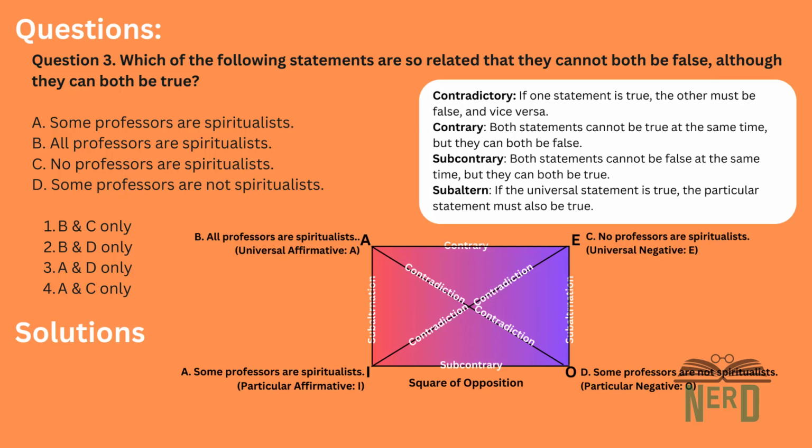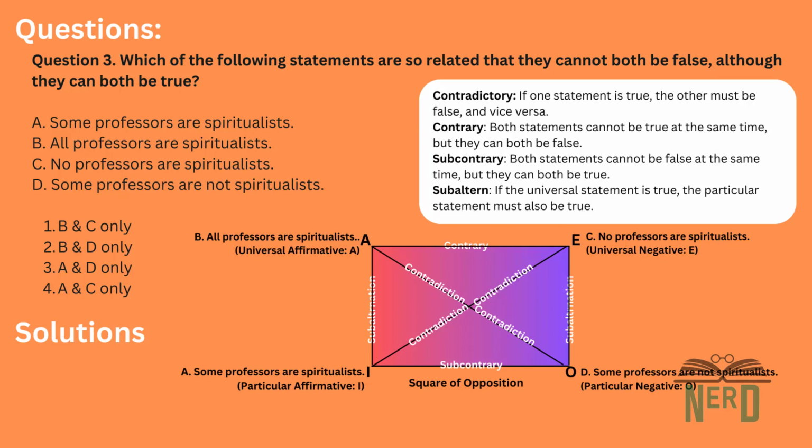Now let's examine the given options. B and C only. B, all professors are spiritualists, and C, no professors are spiritualists, are contrary. They cannot both be true, but they can both be false. B and D only. B, all professors are spiritualists, and D, some professors are not spiritualists, are not subcontraries or contraries. All S are P implies some S are P, which means B and D cannot be evaluated as subcontraries.